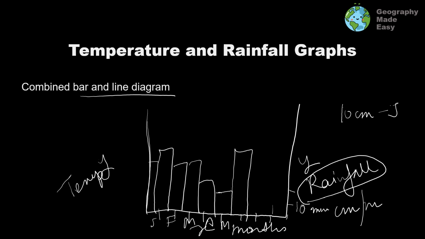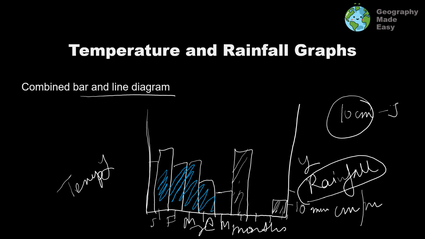So in this way, we will mark a bar which will be representing 10 centimeter of rainfall in January. In this way, the rainfall graphs are usually colored in blue and they are represented as bar diagrams. On the other hand, temperature, usually measured in degree Celsius or in some cases in degree Fahrenheit, is mapped as a line diagram. So we have the data for again the 12 months.